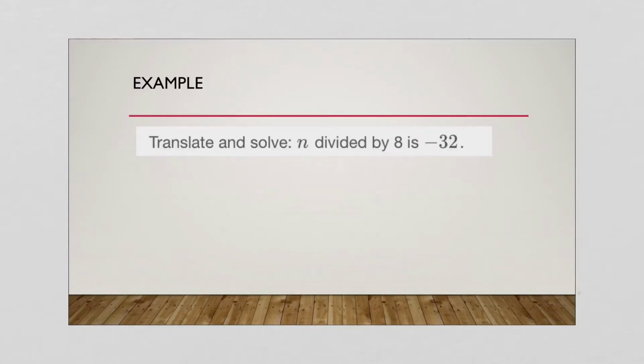All right, we're going to translate this one and solve too. N divided by 8 is, means equals, negative 32. Now, a lot of people tend to jump the gun here and tell me that the answer is negative 4, and that is not correct here. So make sure you're really careful with this problem.